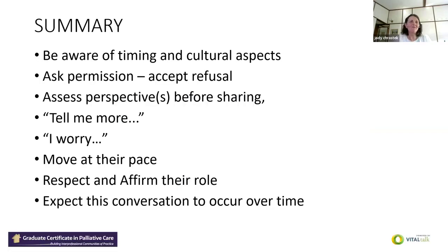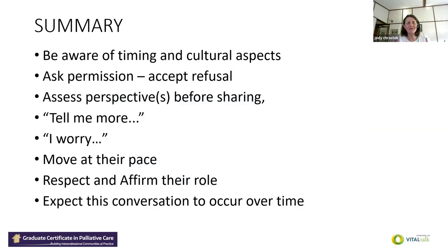So in summary, a few pearls. Be aware of timing and cultural aspects when you go to have these serious conversations. Ask permission and accept refusal. And encourage the family to tell you more. Assess perspectives before sharing. So "tell me more," or "I worry." Open-ended phrases. Move at their pace.